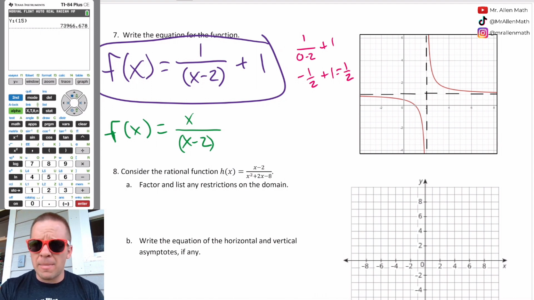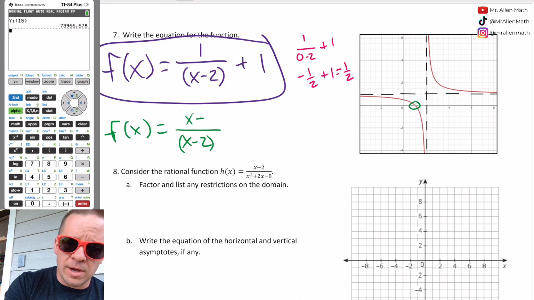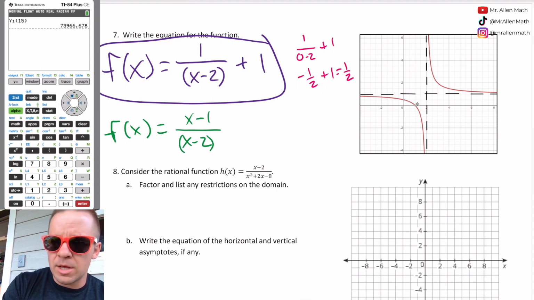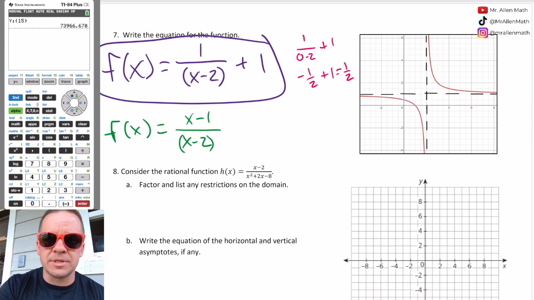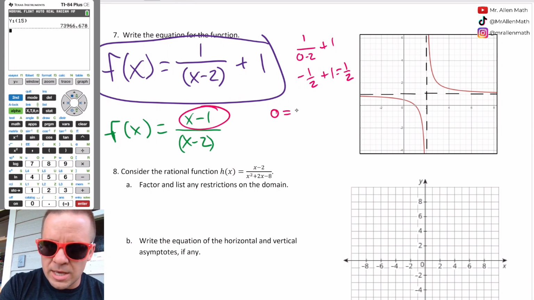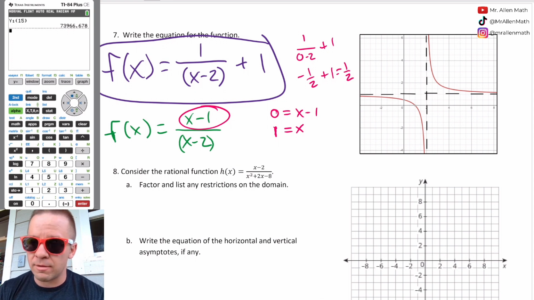My x-intercept is very easy to deal with in this form. I can do x minus 1 in my numerator, and that will allow me to get that point. Let me show you what I mean. If I set this whole thing equal to 0, the only way I can get this fraction to equal 0 is if my numerator is 0. So if I say 0 equals x minus 1, x would equal 1. So I'd have the ordered pair 1, 0, which is what I want, right?